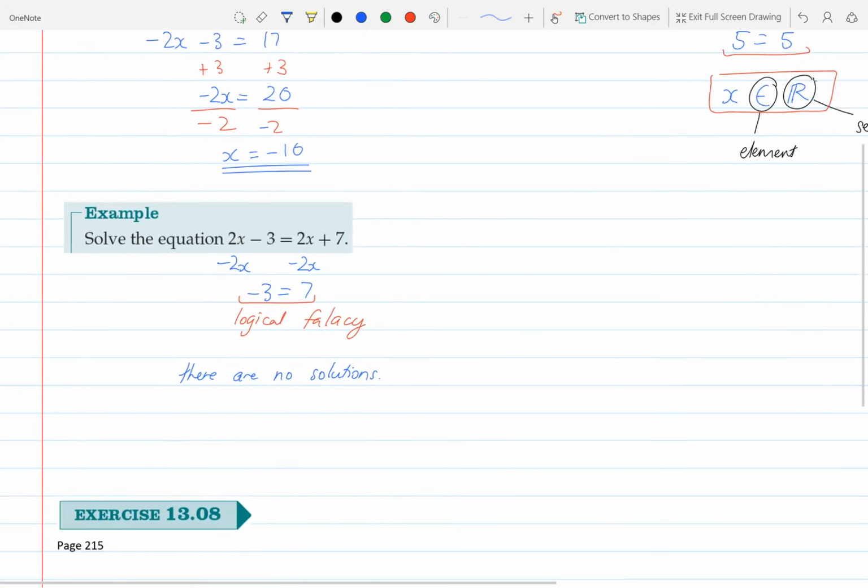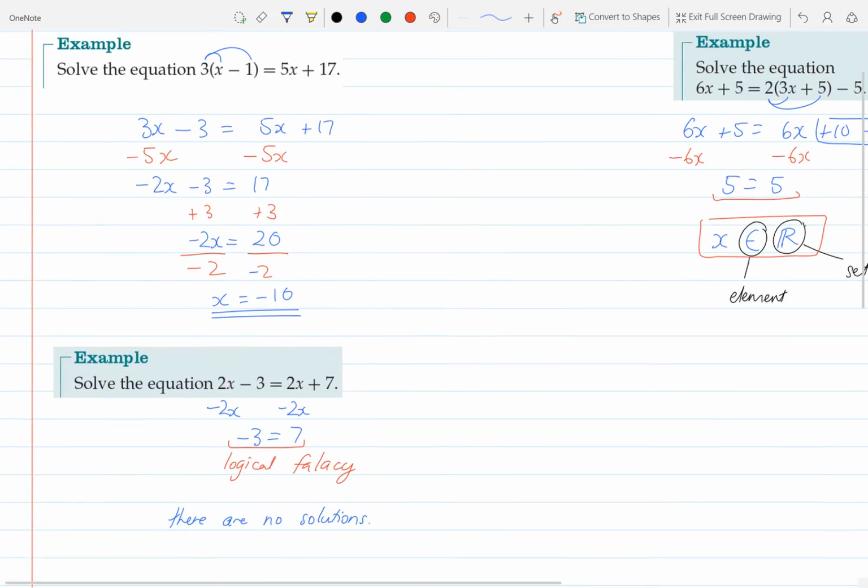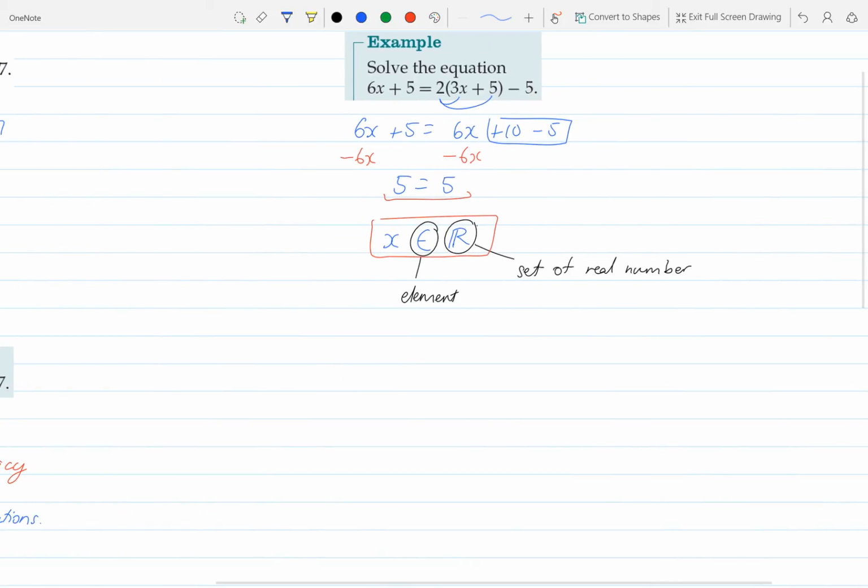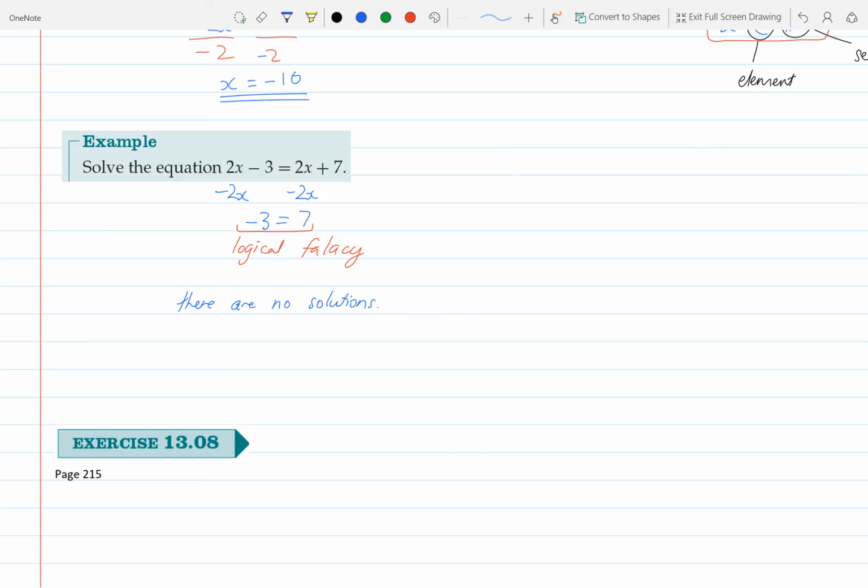So what I'll get you to do is to solve some equations like this, some of which will have infinite solutions, some of which will have no solutions, and you can try those on exercise 13.08.